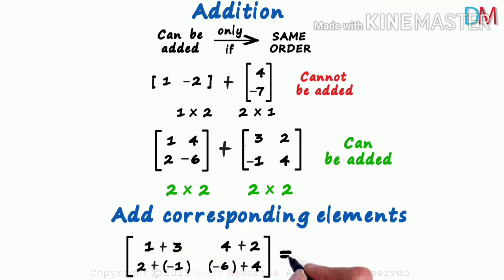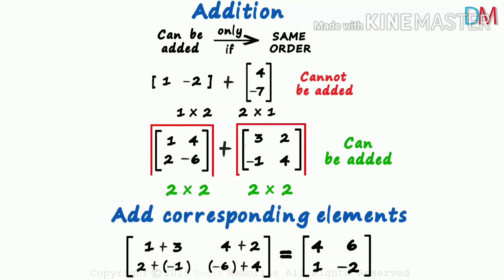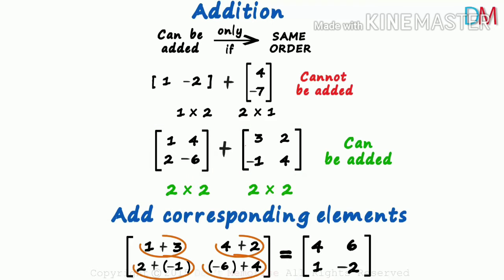And what will this be equal to? 1 plus 3 is 4. 4 plus 2 is 6. 2 plus -1 is 1. And -6 plus 4 is -2. That completes the final matrix. This is the answer. To add these two matrices, we added the corresponding elements of the matrices.